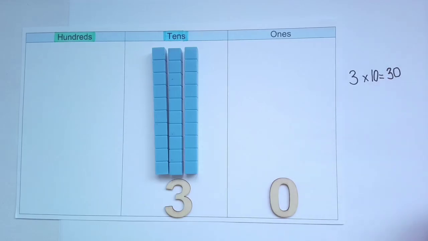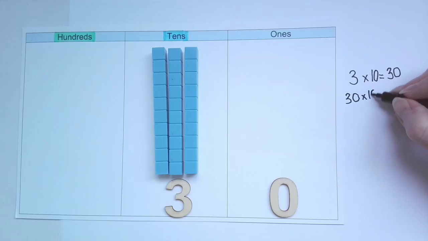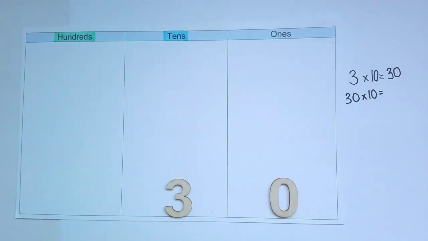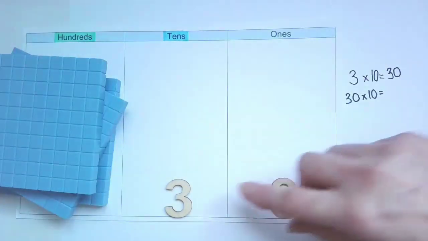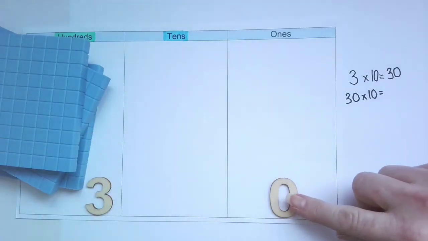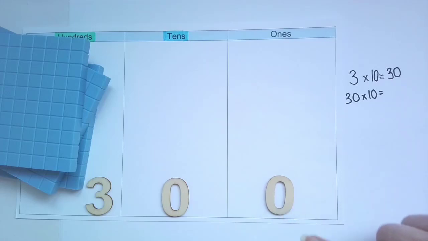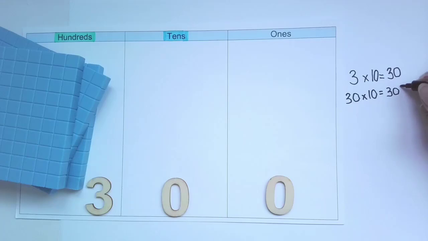is 30. So if I take my 30 and multiply it by 10, again, I'm going to move my tens along, make them 10 times bigger. So they're going to become hundreds. I've got 3 hundreds. And I can move my 3 along into my hundreds column. And I can see I need an extra placeholder. So now I've got 2 zeros showing that my ones have actually moved from my tens to my hundreds and become 300. I can reverse that process.